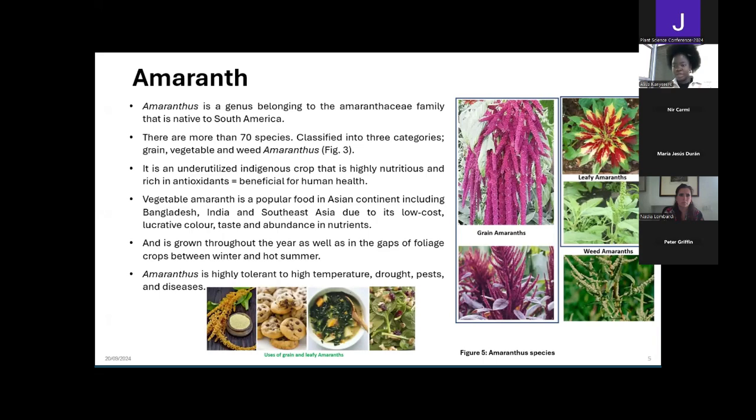For example, you can eat it as cereal, or you can crush the seeds up and then make flour to make cookies, or you can eat it in soups as well as in salads. The figure on the side just showcases the different categories of Amaranthus.